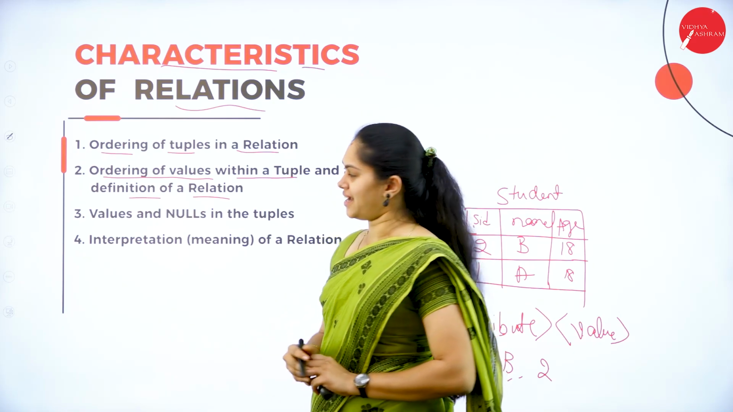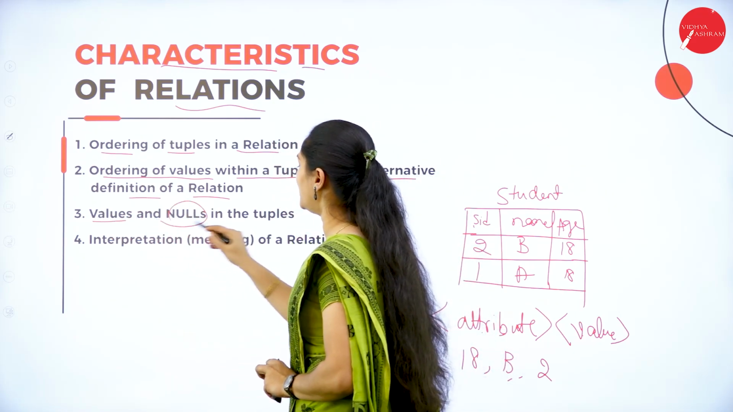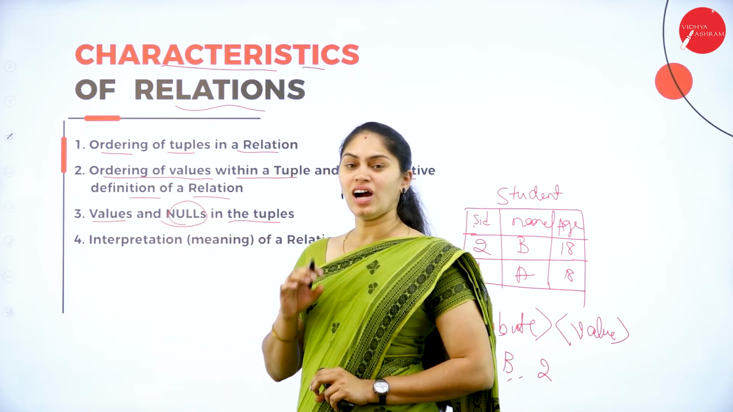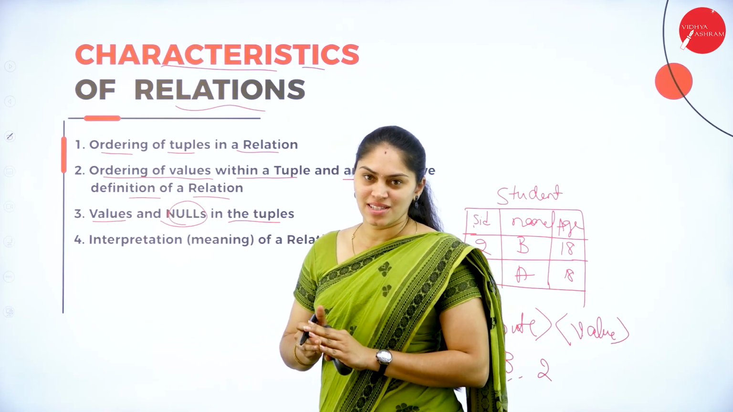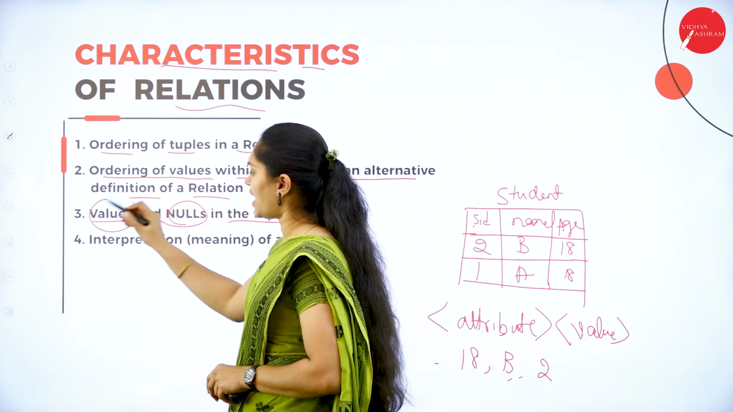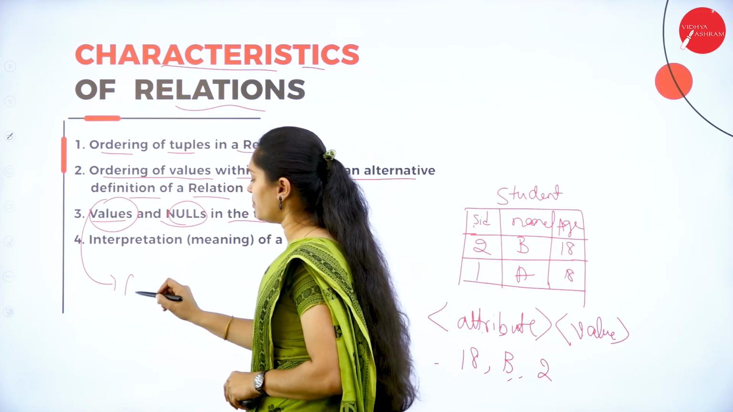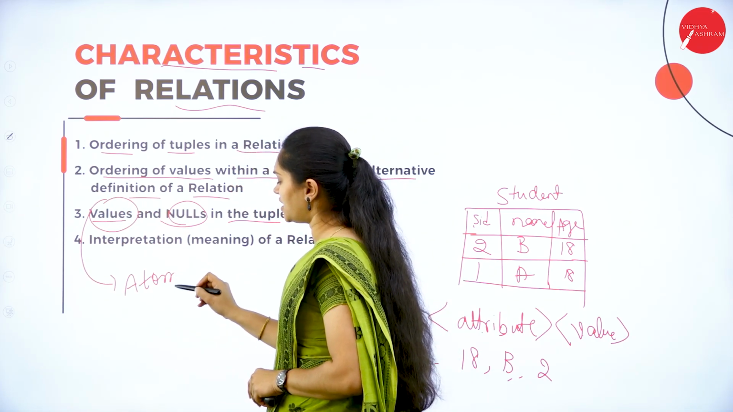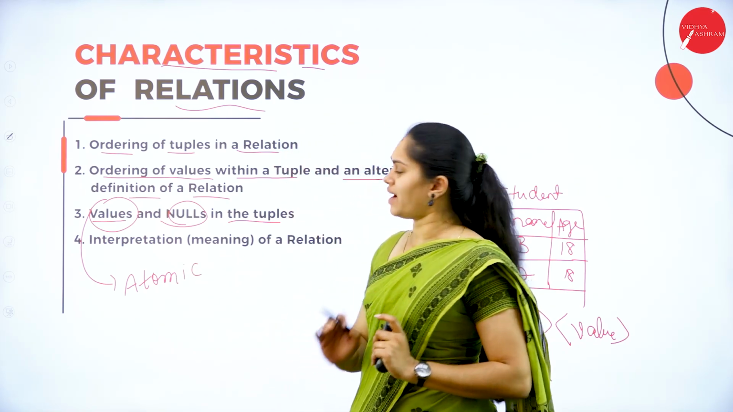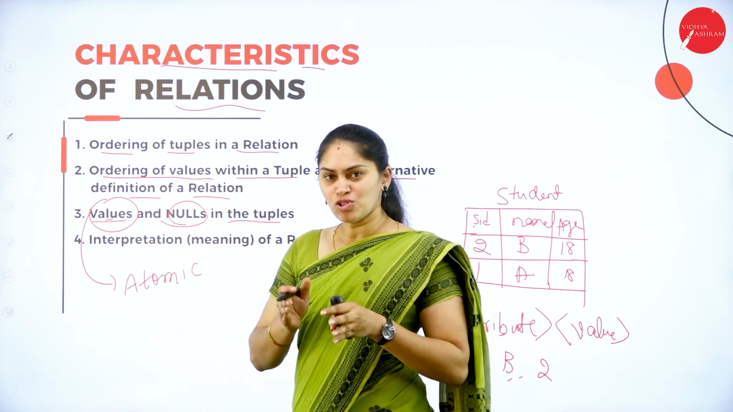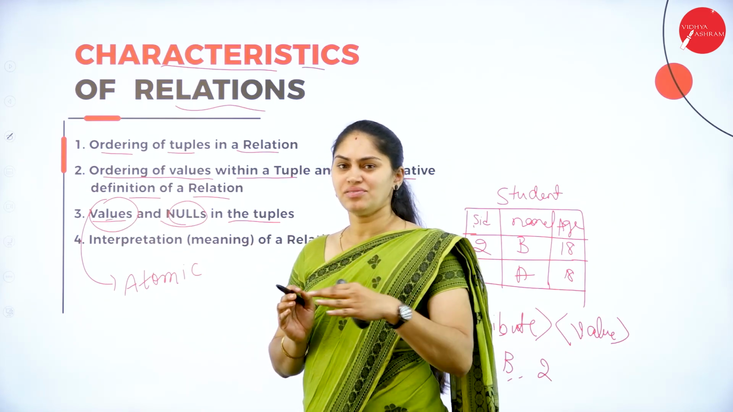We'll see the next characteristic here: values and nulls in the tuple. How are we supposed to treat the values as well as the null values in the tuple? Whatever value we are giving should be atomic in nature. That should not be further divisible into any other value. It should be the utmost last value. I can't divide that further.